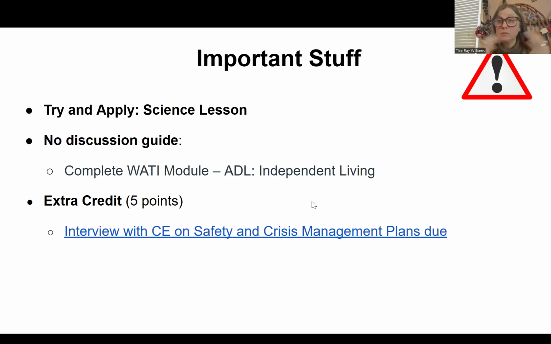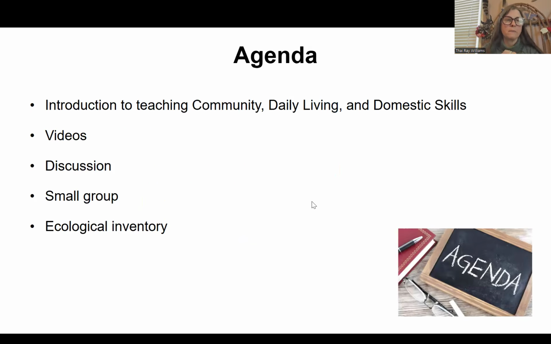You could do another one in math, whatever subject you want to do another try and apply for. It's only the reflection part of that. You do not have to turn in a lesson plan, just the reflection on those. And all of those are worth 5 points each, so that's 15 points that you could get in extra credit.